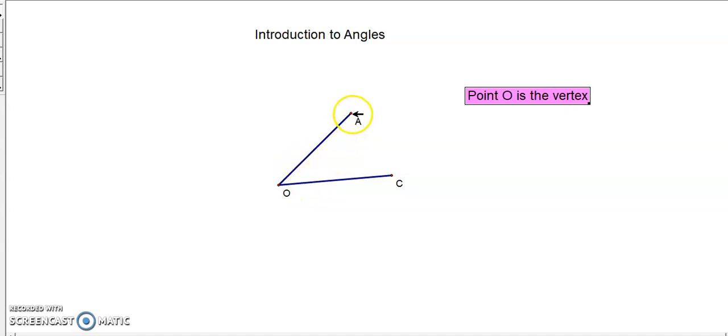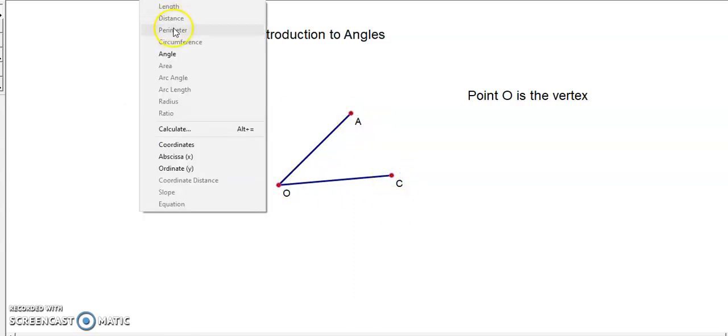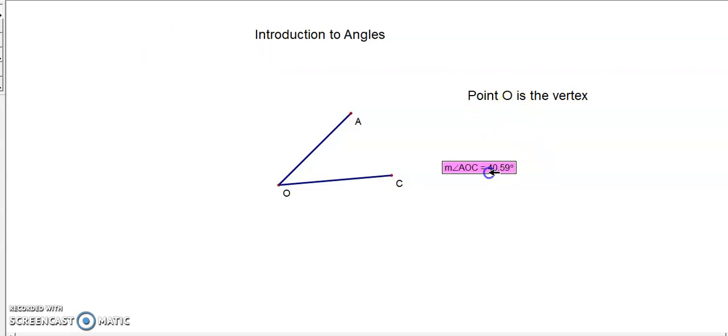Now if I ask the computer here to measure this angle, I can do that. All I have to do is make sure that I pick O as the center, as the vertex, as the center point. So A, O, C. I pick these 3 points. So A, O, C. Ask the computer to measure that angle. And here it is, 40.59. Let's make it units. Let's not make it too precise.